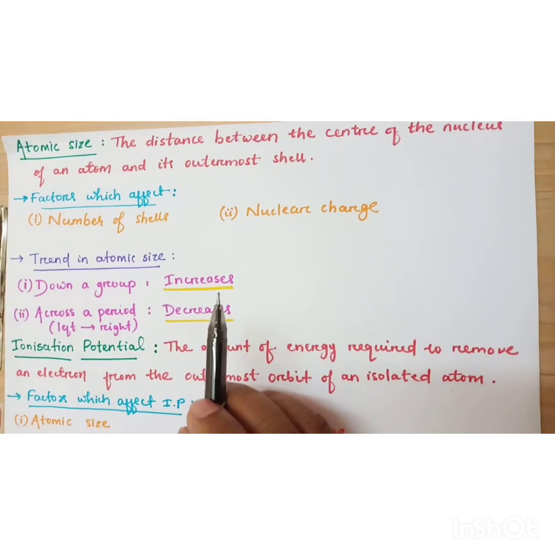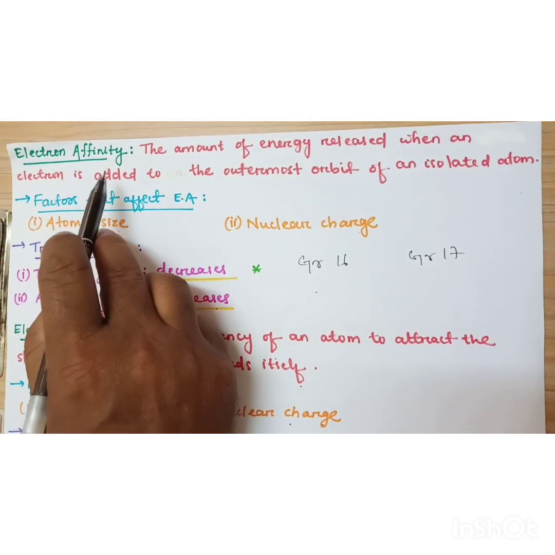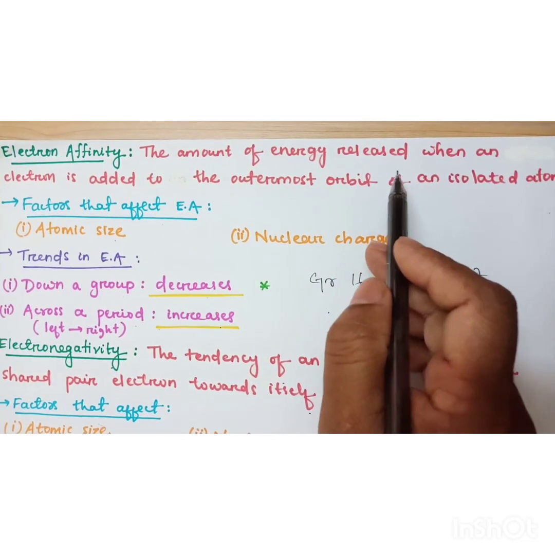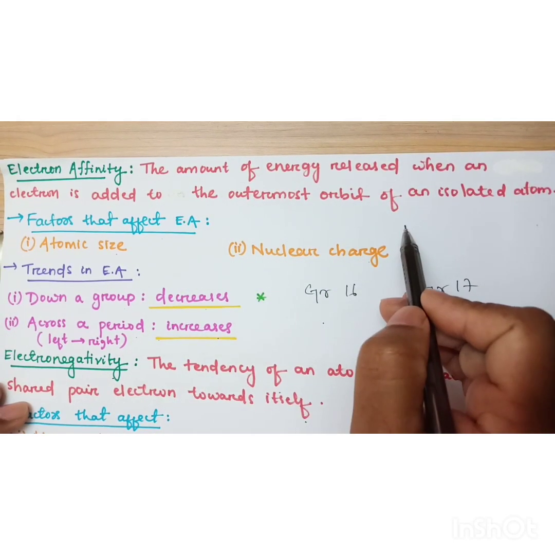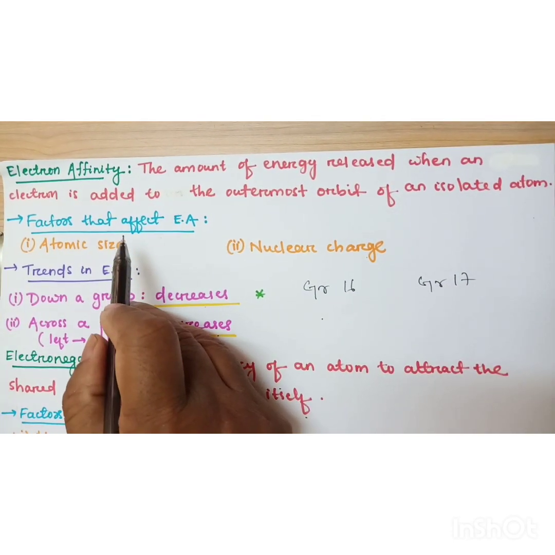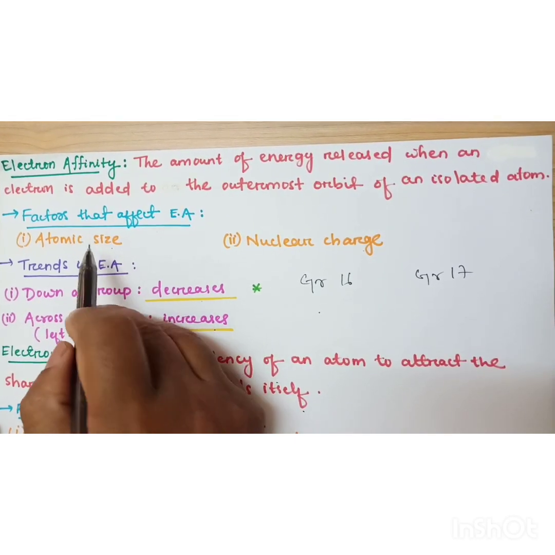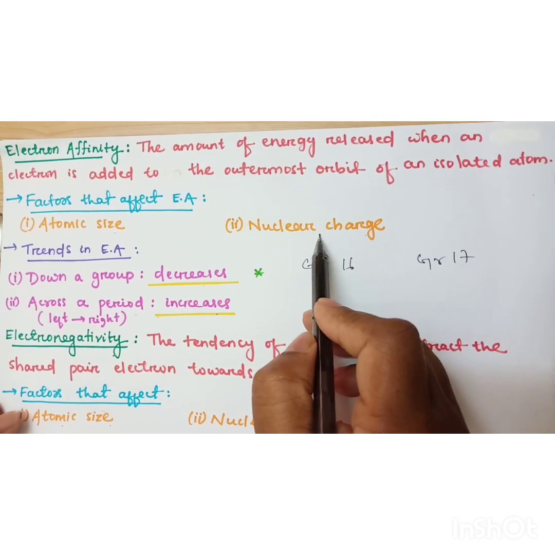Okay. Now come to another property, that is electron affinity. What is electron affinity? The amount of energy released when an electron is added to the outermost orbit of an isolated atom is called electron affinity. The factors are the same: one is atomic size, another is nuclear charge. So now come to the variation.